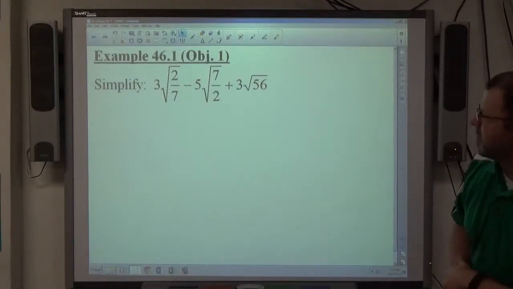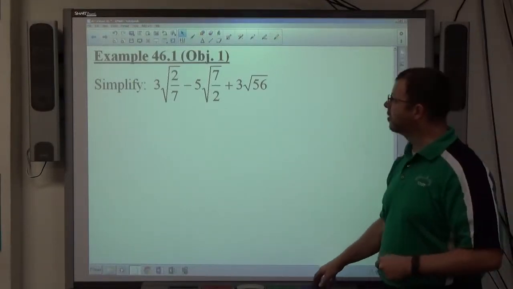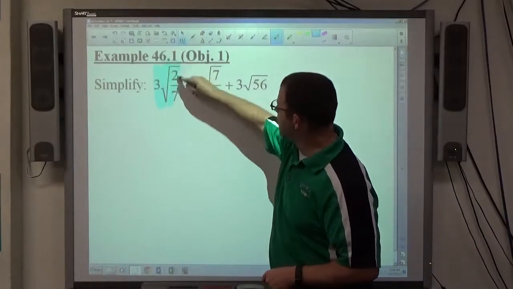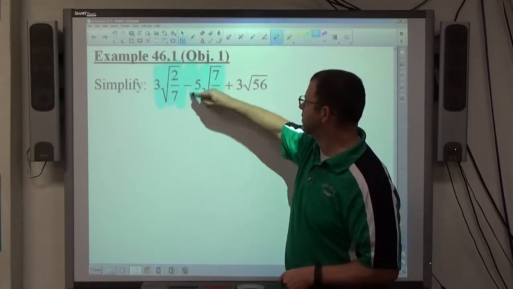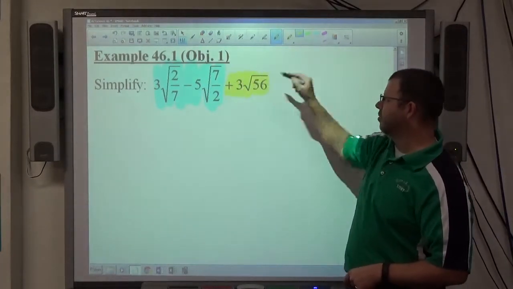Alright, example 1. Simplify 3 times the square root of 2 sevenths minus 5 times the square root of 7 halves plus 3 times the square root of 56. And hopefully we all recognize this much of the problem is what we've already done. And we've also done this before, but never in conjunction with those problems.